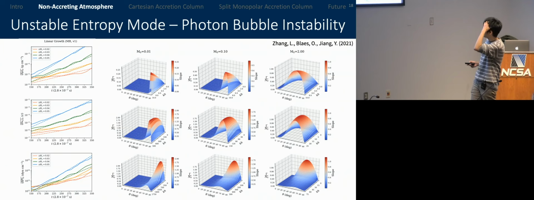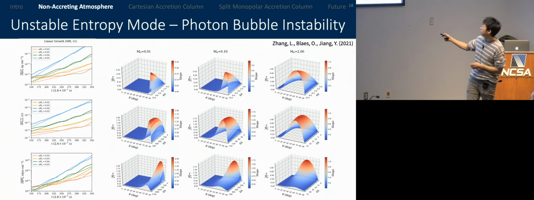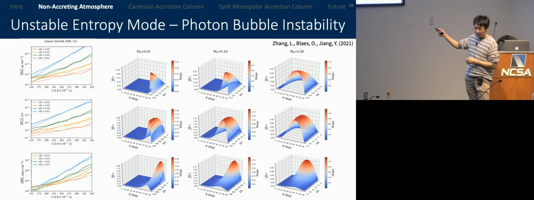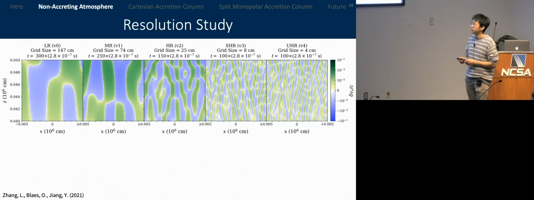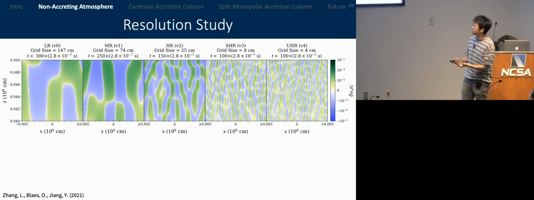But before that, there is a problem about this, which is what I showed you before. You have this wavelength dependence. And that's a problem because it's telling you if your resolution is too low, you are not going to resolve the photon bubble instability. Only if the resolution is high enough can you fully resolve the photon bubble instability. And this is the resolution test we did.